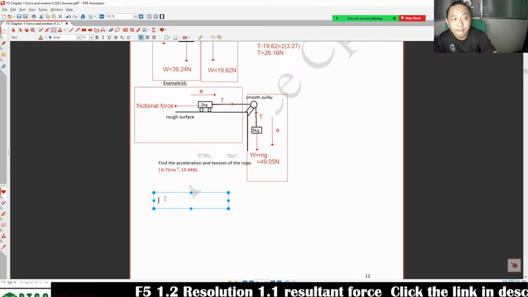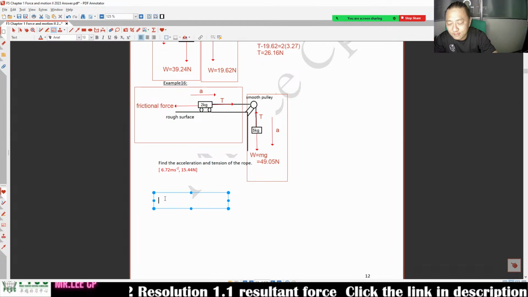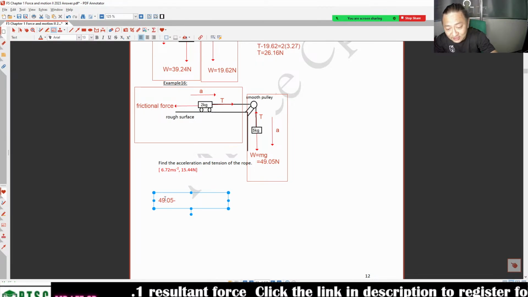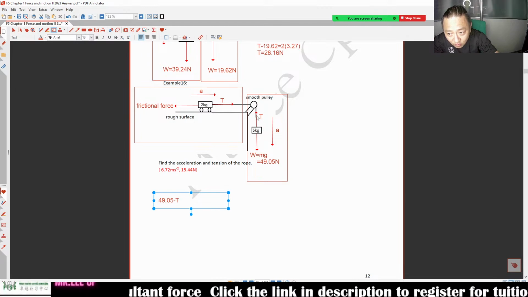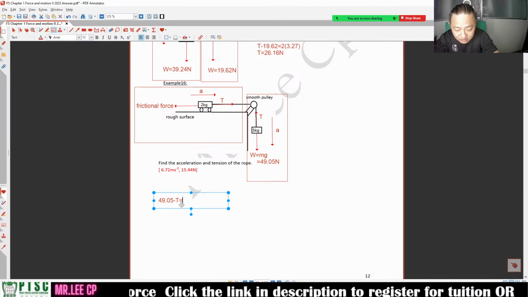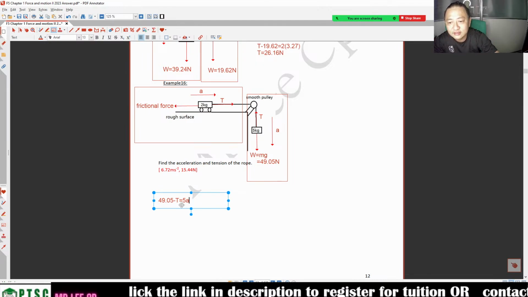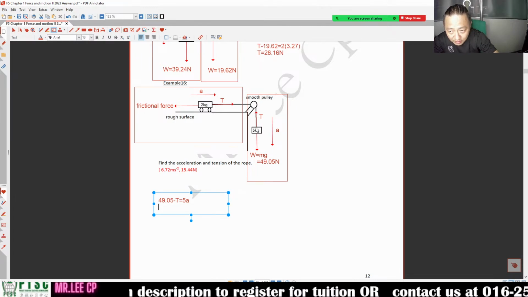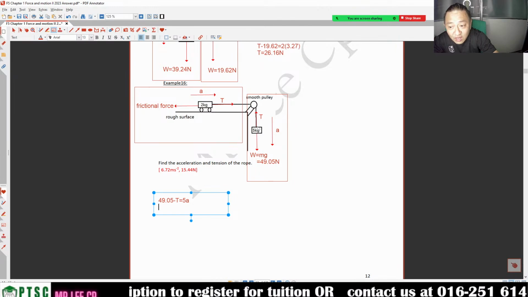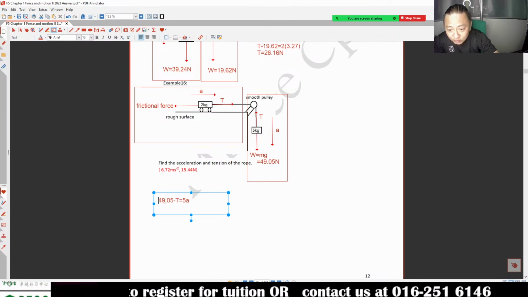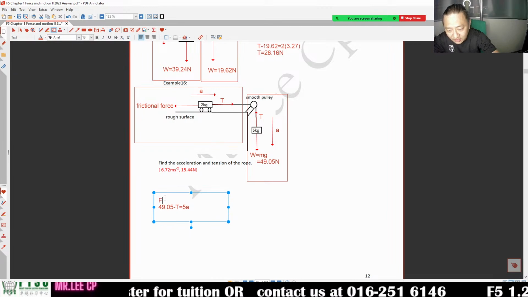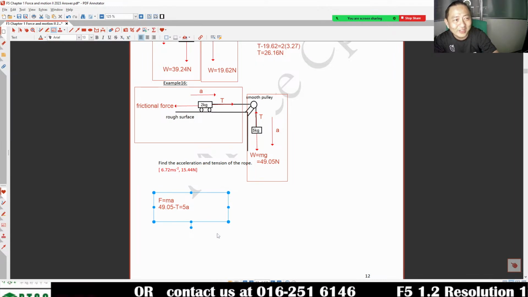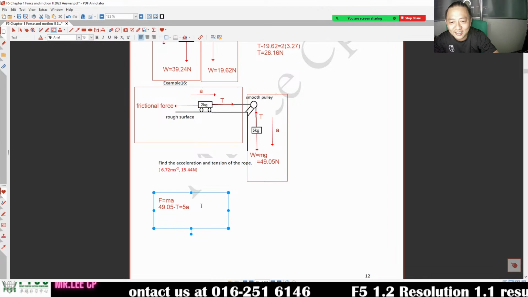Have you done it? I hope you're okay. 49.05 minus T, bigger minus smaller, is equals to MA. M is 5, so 5A. I got two equations. Bigger minus smaller is equals to 5A. If you want to write the first one, it is okay. F is equals to MA. Resultant or not resultant? F is equals to MA. You already understand. So I got the first equation.